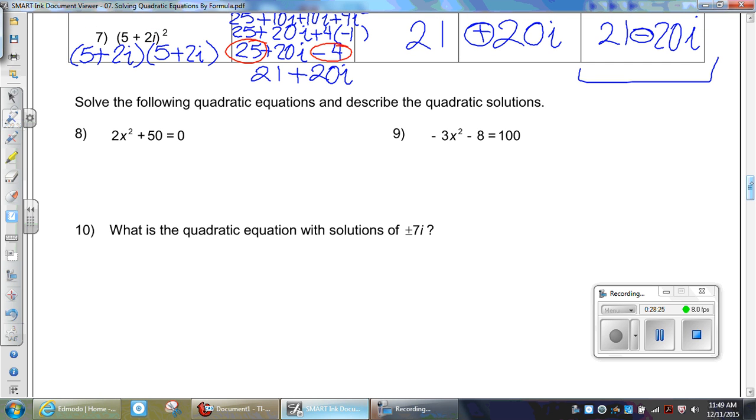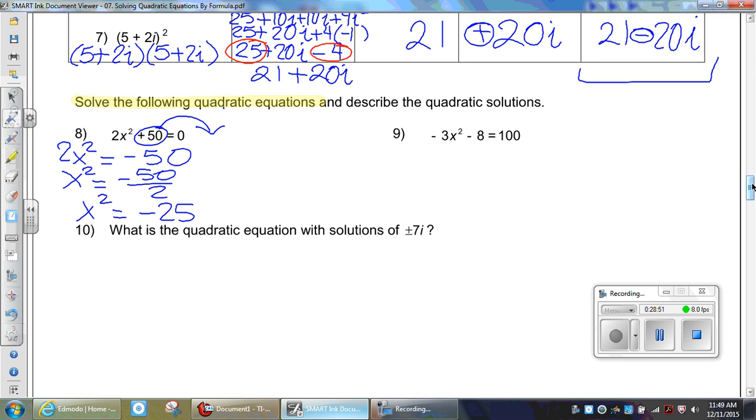Okay, next question. So we're going to solve the quadratic equations. So the first one that we have here, we will take the positive 50 across, that will turn it into a negative 50. Then you notice that 2 is multiplying the x squared, so we're going to divide by 2. So negative 50 divided by 2, and that will give me x squared is equal to negative 25.